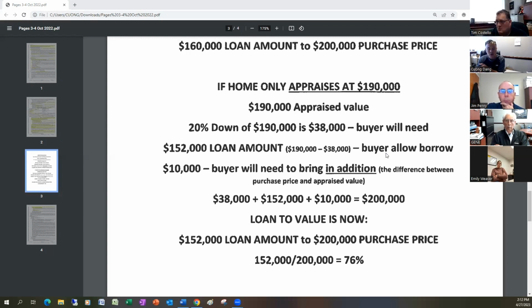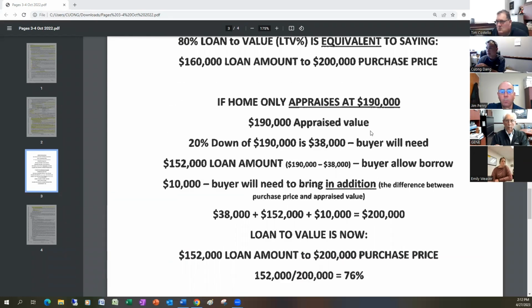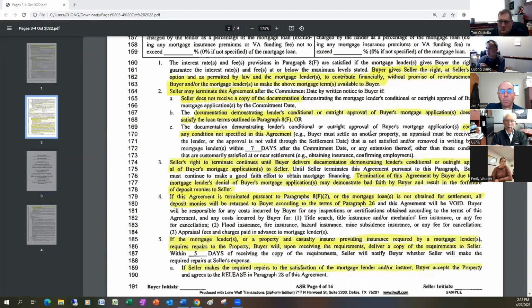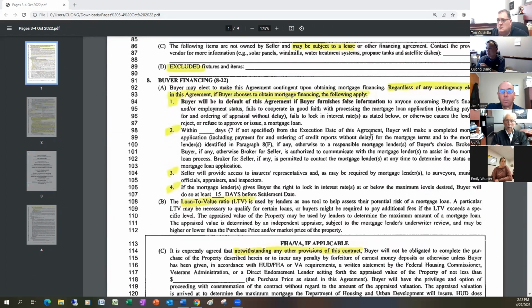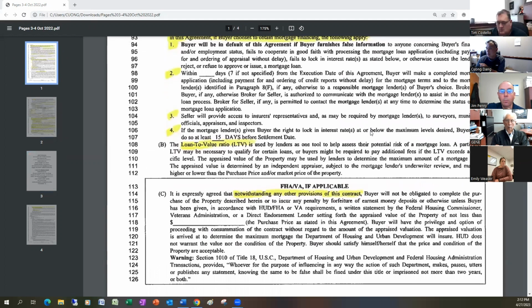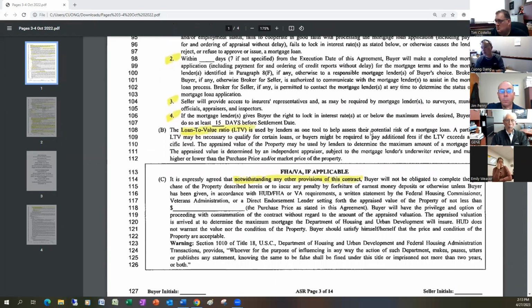Well, that's not what you wrote in the box. Okay, and we're going to go over that when we get down there. So basically subparagraph B is just explaining loan to value, the meaning, the definition of it.